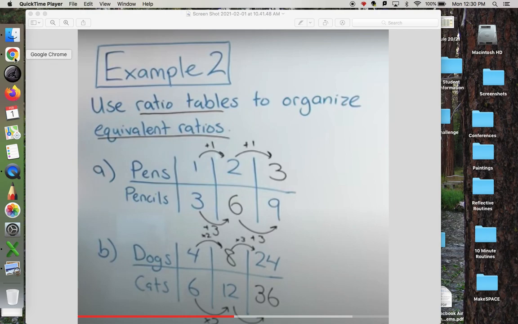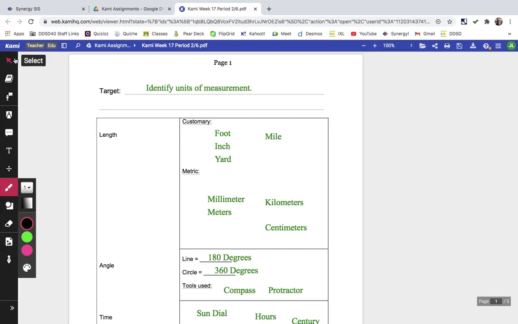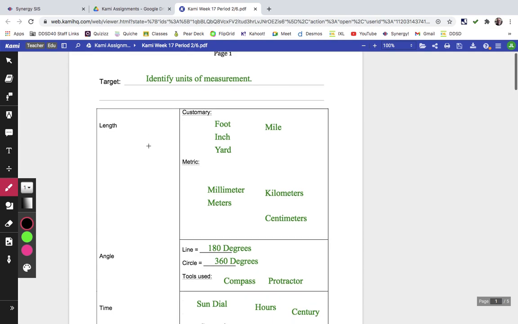We started today by looking at last week's CAMI, the week 17 CAMI, because we didn't look at it last week. The answer key for the week 17 CAMI is going to be in today's recap and tomorrow's recap. So here are the first two pages. The target is to identify units of measure, and by the way, if I go too fast on this, just stop, hit pause, and then move forward.